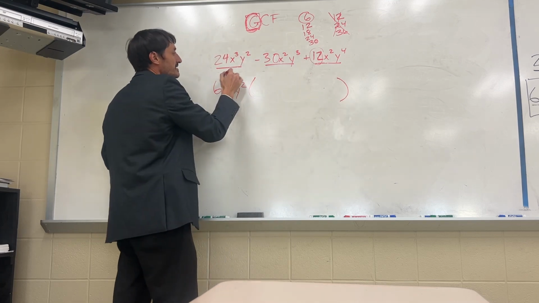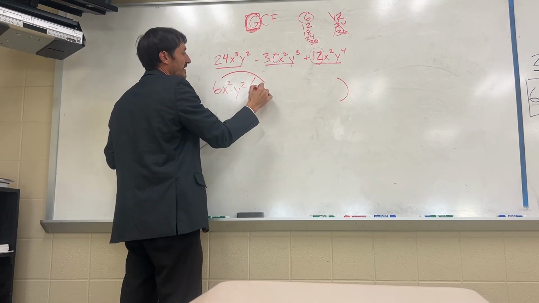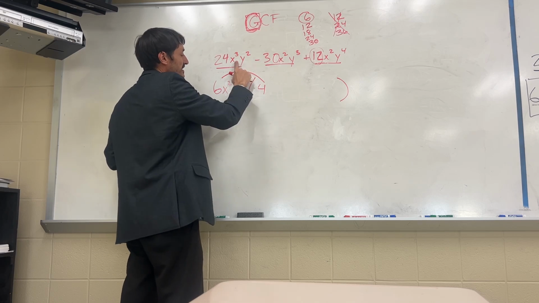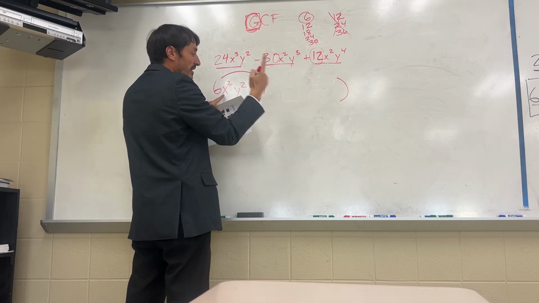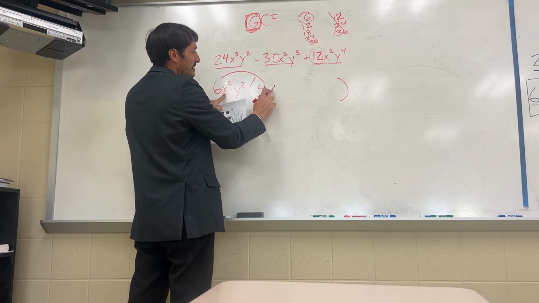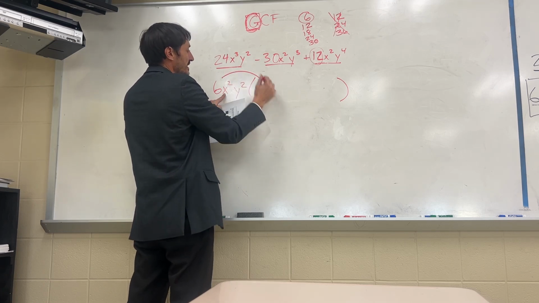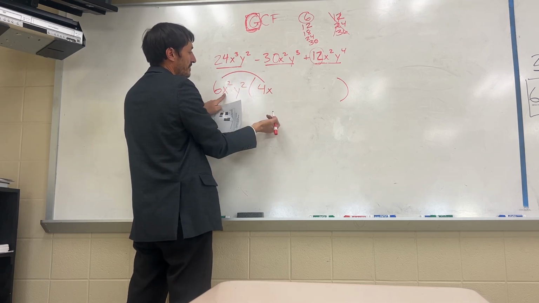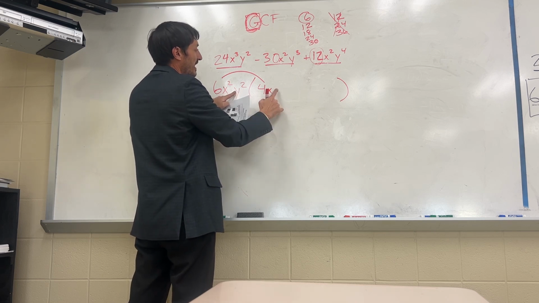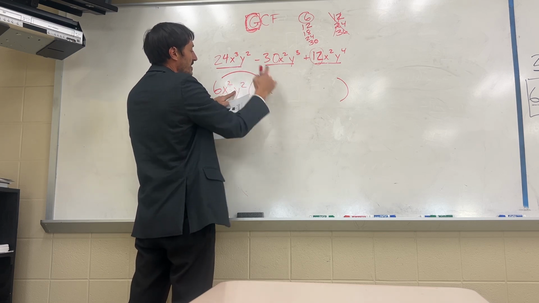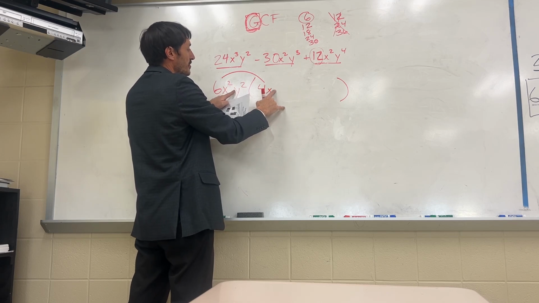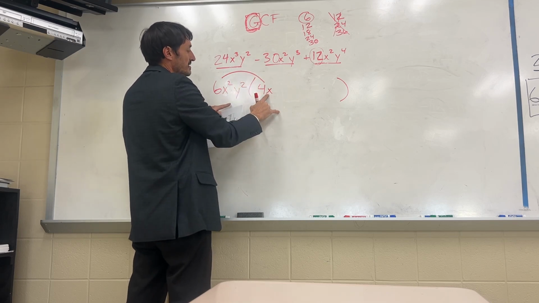So let's go. 6 times what is 24? That's a 4. X squared times what gives me x cubed? Well, that's one way you can ask the question. I can say I have 2 x's multiplied by how many more x's will give me 3? That's going to be 1 more x. Okay? Y squared multiplied by how many more y's will give me y squared? Well, if I have 2 y's, I don't need any more y's here to multiply to give me a y squared. So this term is done.